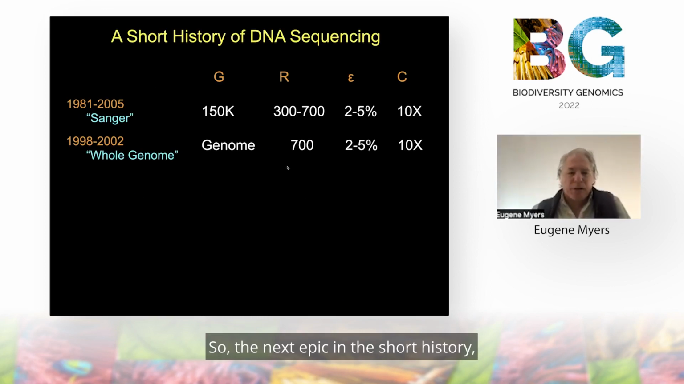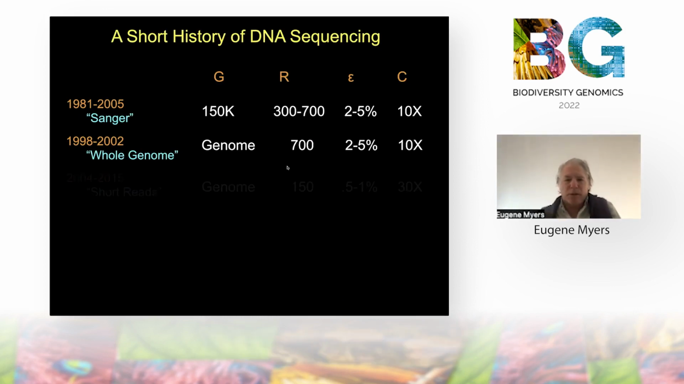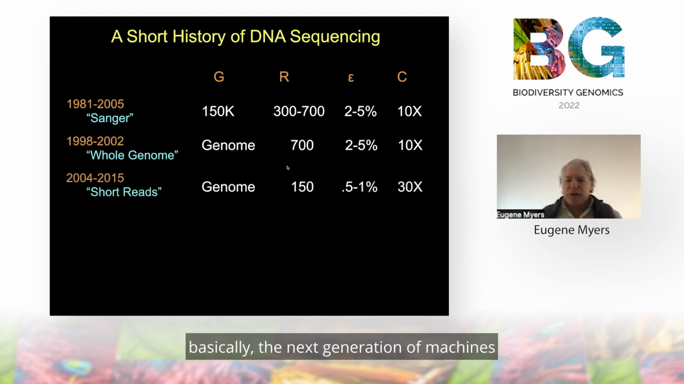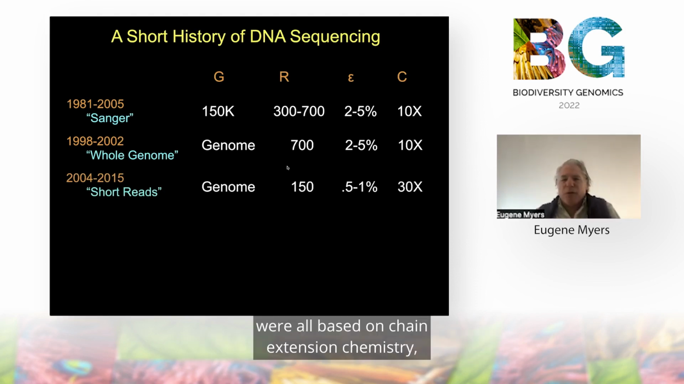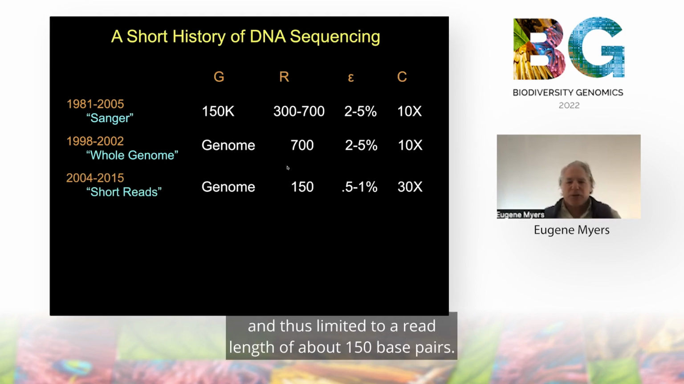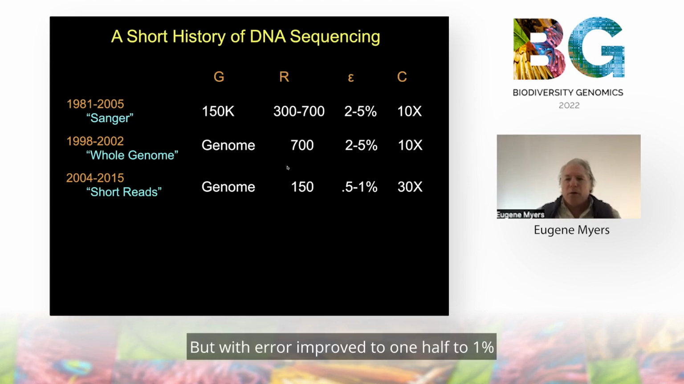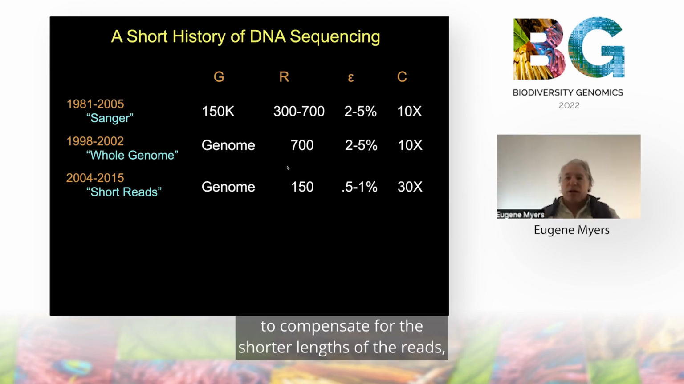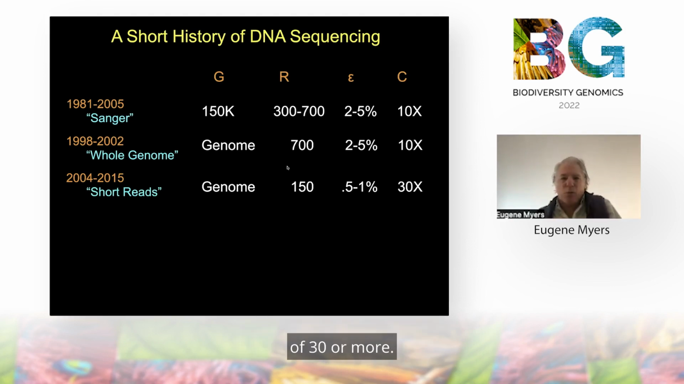So the next epoch in this short history, I term the short read era. Basically, the next generation of machines were all based on chain extension chemistry and thus limited to a read length of about 150 base pairs, but with error improved to 0.5 to 1%. To compensate for the shorter lengths of the reads, the shotgun projects typically involved a coverage of 30 or more.